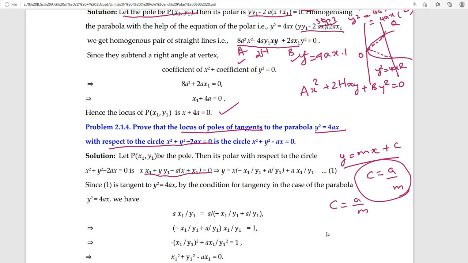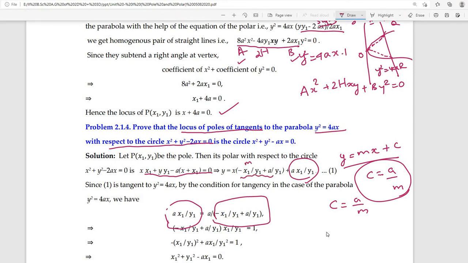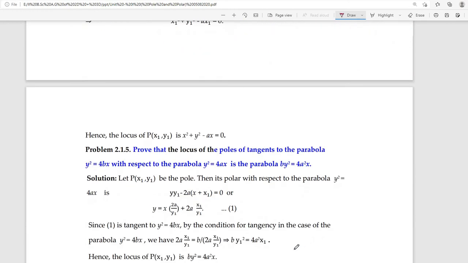So here c is ax1 by y1, and then a is written as such, and m is nothing but this one. That is substituted and then simplified carefully. Then the locus of x1, y1 only is needed. So that gives, by dropping the suffix, x square plus y square minus ax equal to 0.